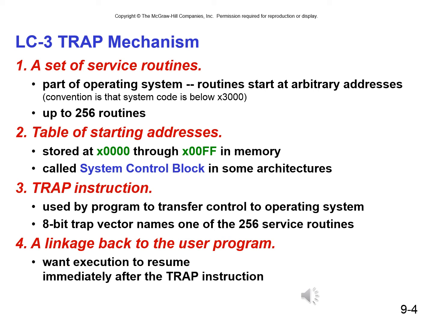We execute the entire system subroutine or trap routine, and then we have a linkage back to the user program, which we'll get to in a second. And other than the address stored in the trap vector table, which is part of the operating system, the rest of this whole trap mechanism works very similarly to the user subroutines that we'll learn next.